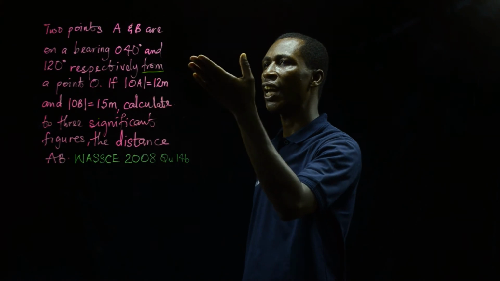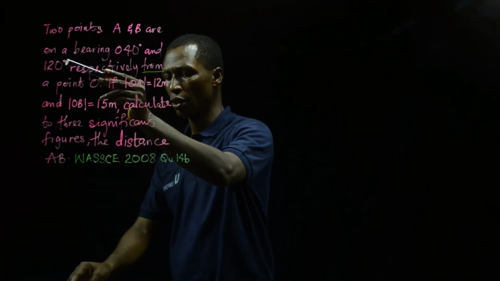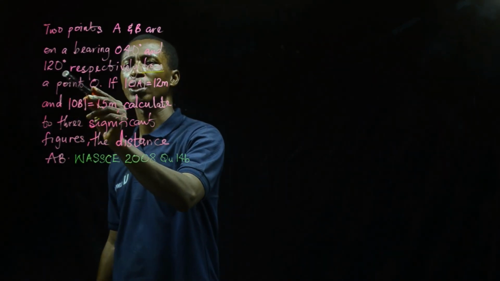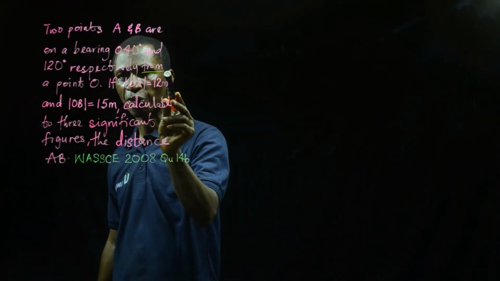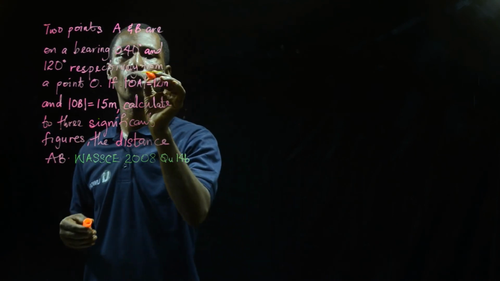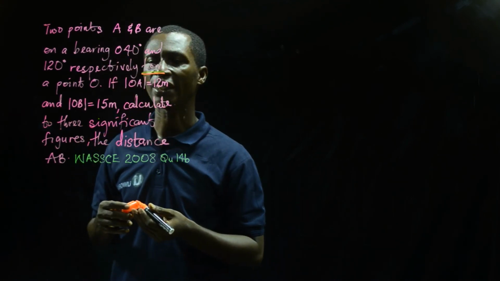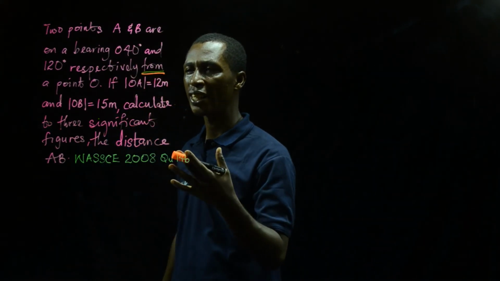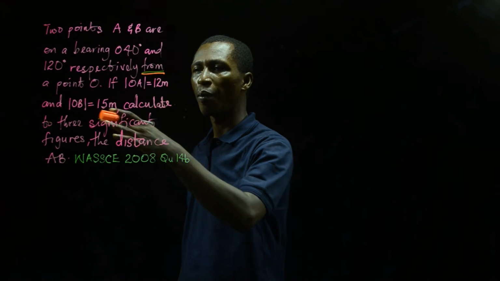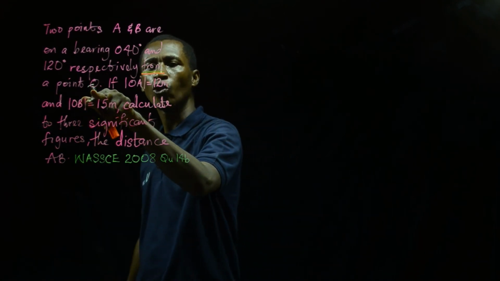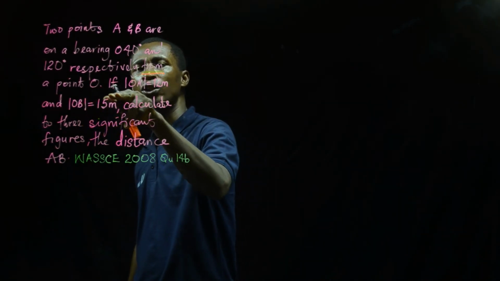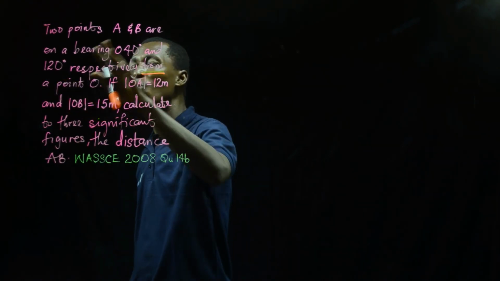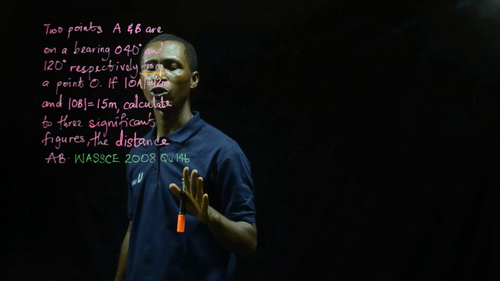It reads: two points A and B are on a bearing 040 degrees and 120 degrees respectively. From, I've underlined from to indicate that it is very, very important whenever we are working anything relating to bearing. So from a point O, the point of origin O is the point where we are going to take the 040 and 120 from. That is our point of concentration.